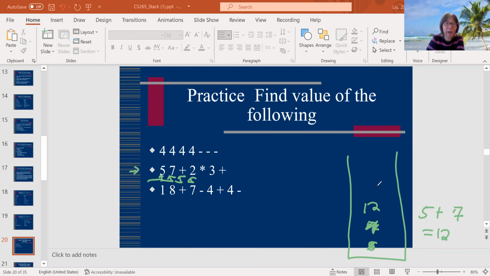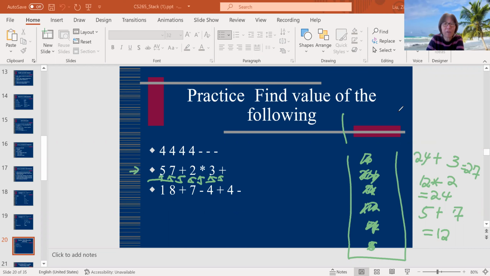Okay, and then we can continue. 2. And next, it's multiplication. If it's multiplication, we need to pop 2 numbers out and apply the operator, and then we get the result back. It's 24. And we can continue scanning. It's 3. Push it to the stack. Next is plus. Then we need to pop the top 2 numbers out, and we calculate it's 27. And we push it to the stack.